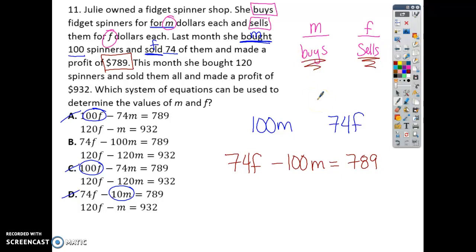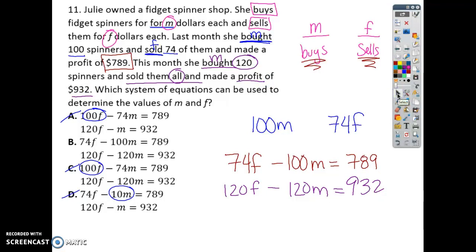And the same thing for the next equation. The next equation is talking about this month she bought, that's M, 120 of them. So she buys 120 of them. And she sold all of them, all 120 of them. And she made a profit of 932.